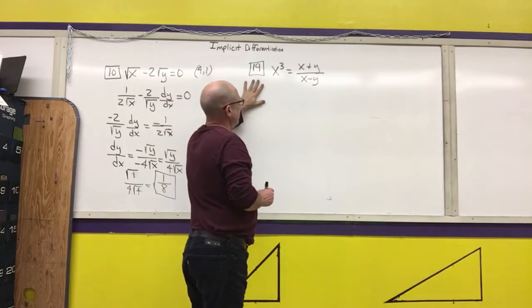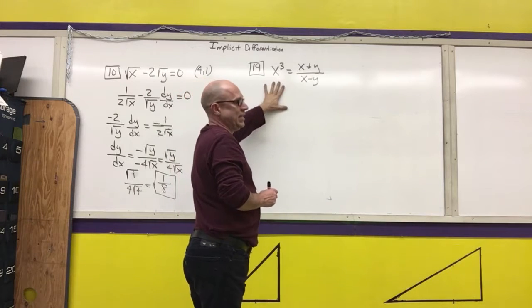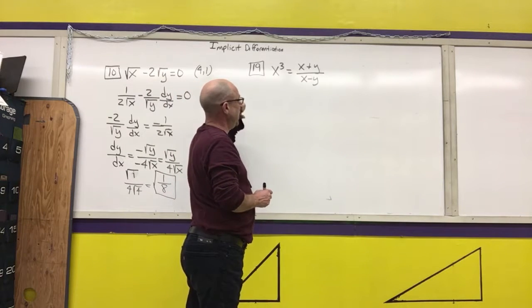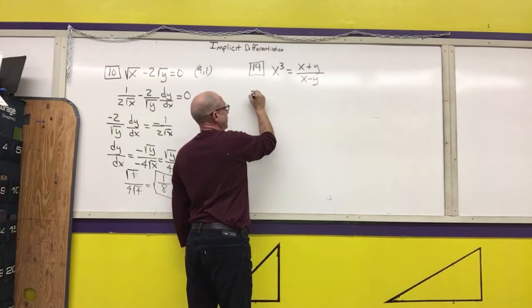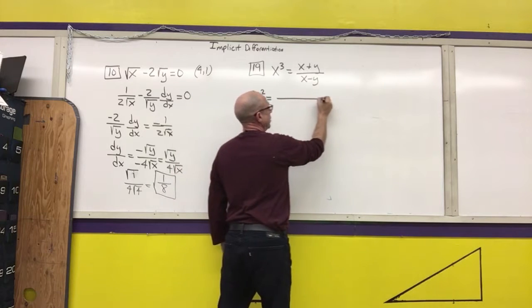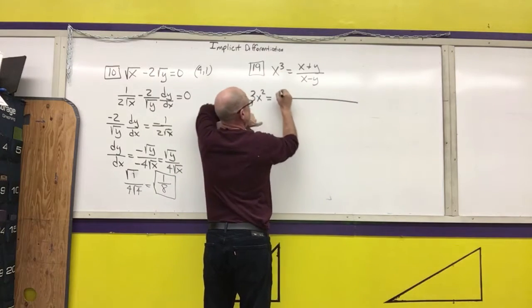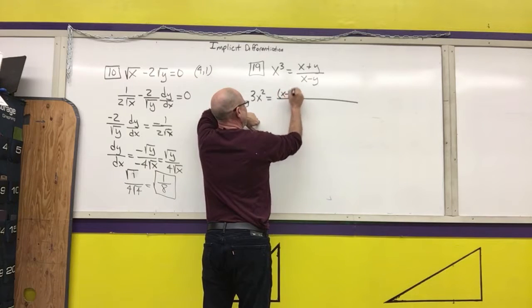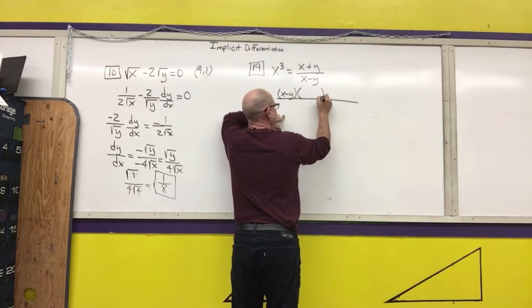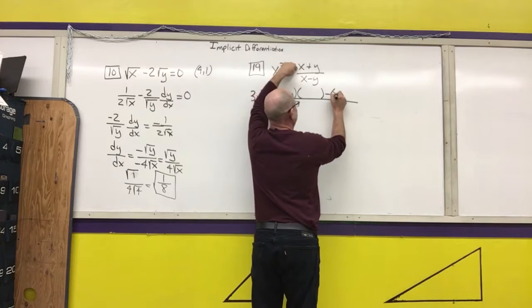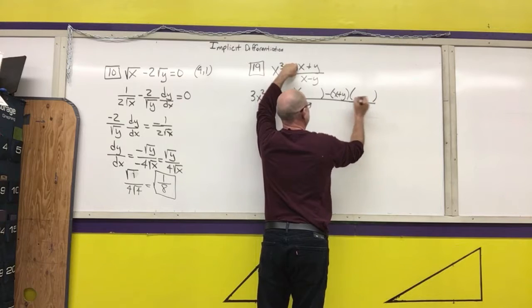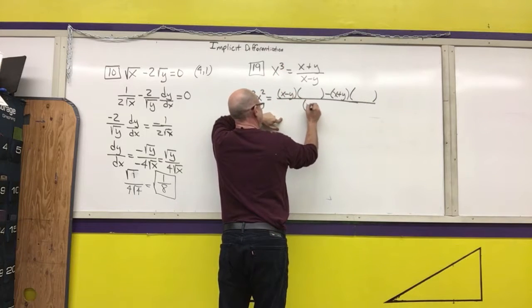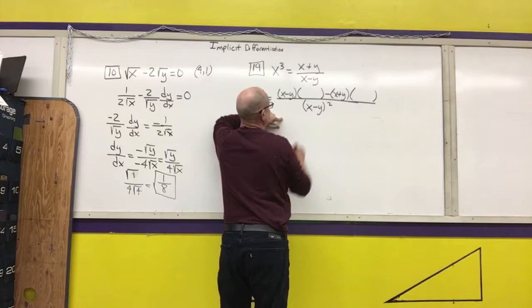Homework problem 19, for this group of problems, it just says find dy/dx. So we're going to use implicit differentiation. So first step is to differentiate. So I get 3x squared. And this is quotient rule, where it's the denominator, x minus y, times the derivative of the numerator, minus the numerator, x plus y, times the derivative of the denominator, over the denominator squared.